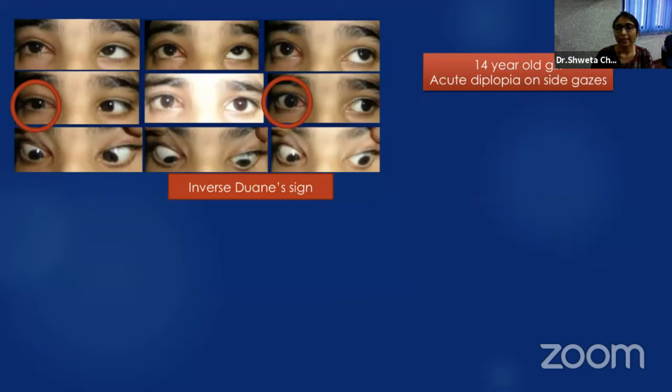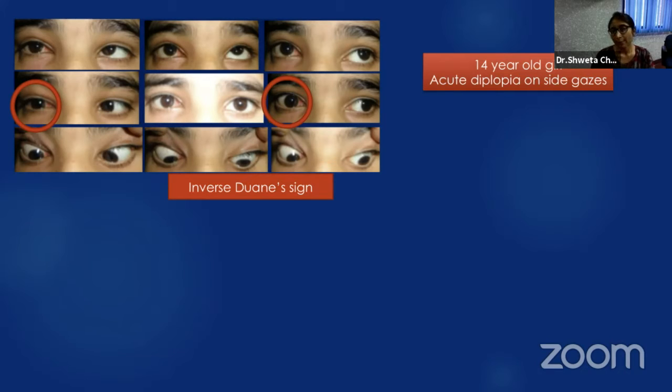Now this is a 14-year-old female who presented with acute diplopia on side gazes. And you could see here, there was a right eye abduction limitation with narrowing of the palpebral fissure, whereas there was widening of the palpebral fissure along with adduction deficit in levoversion. So it was an inverse Duane sign. There was redness around the area of the medial rectus.